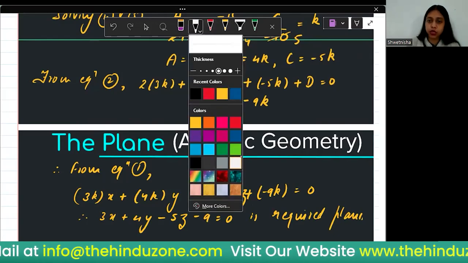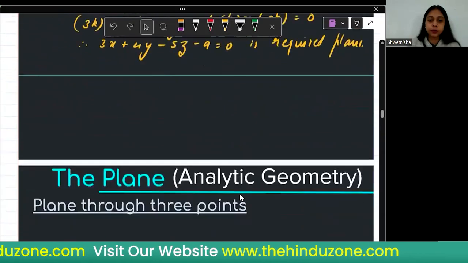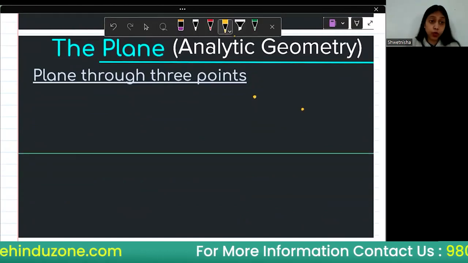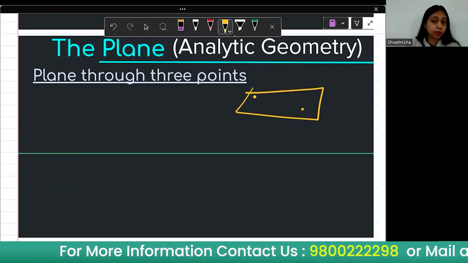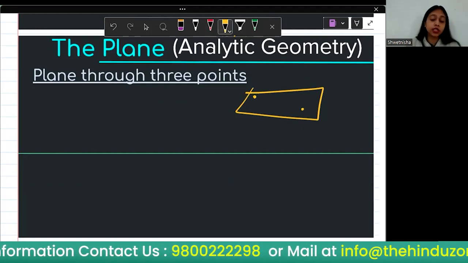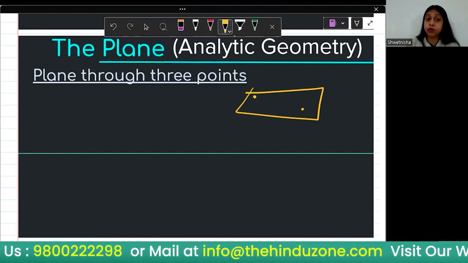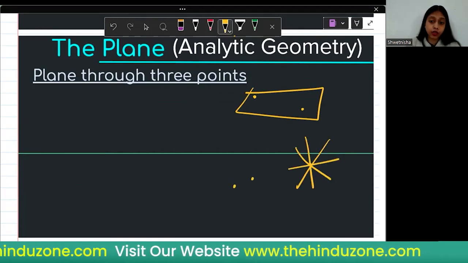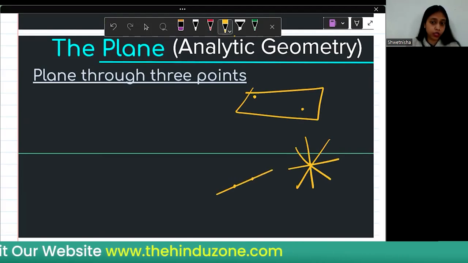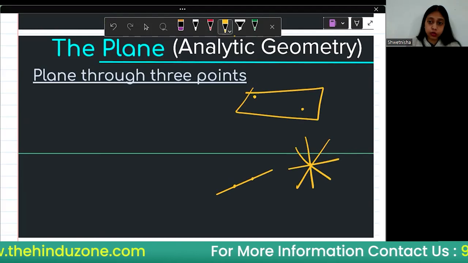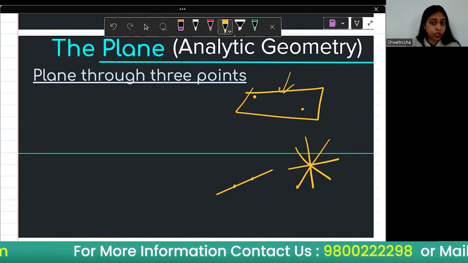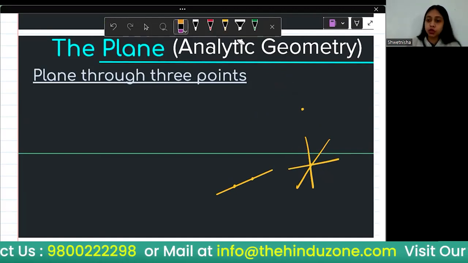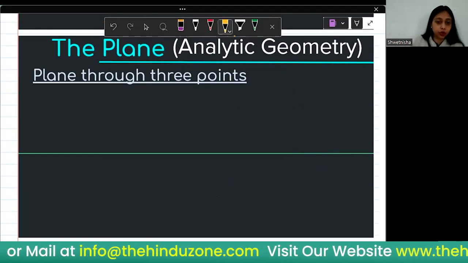Now, what about a plane through 3 points? A plane through 2 points will not be unique, because there will be infinitely many planes passing through these 2 points. Try to understand this concept from the concept of a line. There will be infinitely many lines passing through 1 point, but if I fix 2 points, there will be a unique line passing through them. Similarly, if you fix 2 points, there will be infinitely many planes passing through them, but if you fix 3 non-collinear points, there will be a unique plane passing through them. So we are finding the equation of that unique plane.